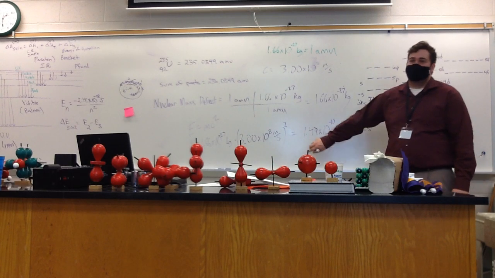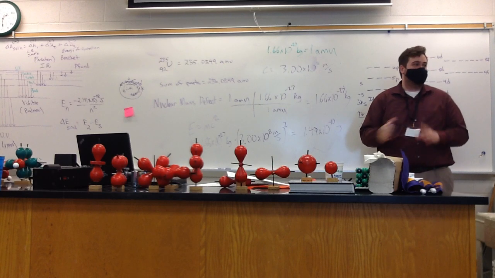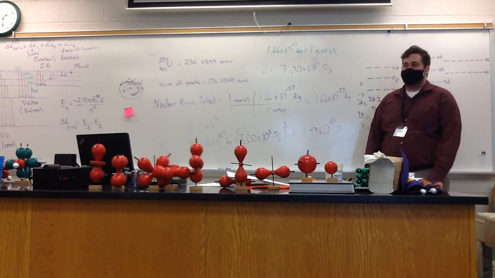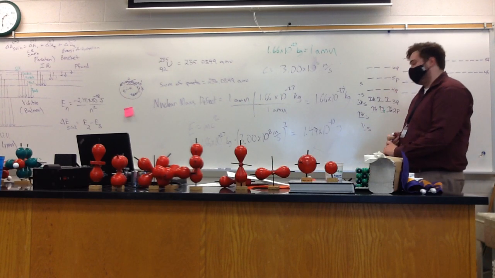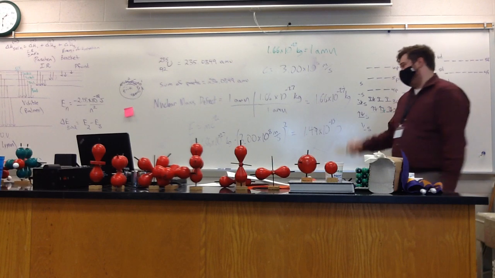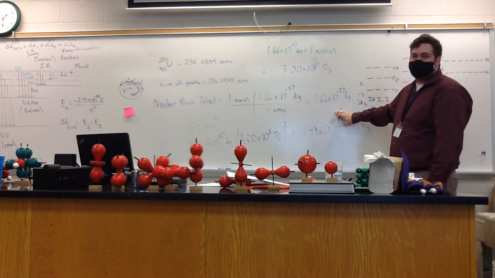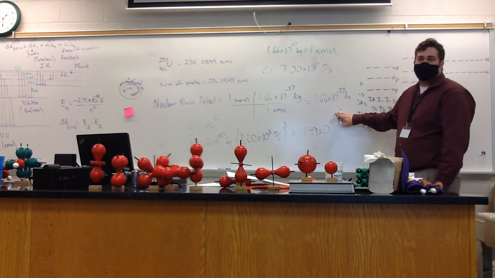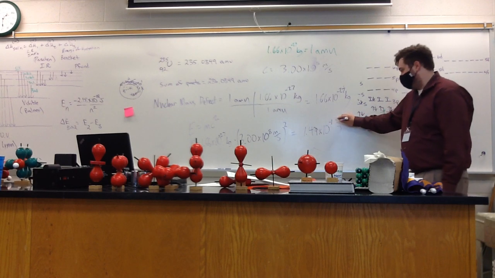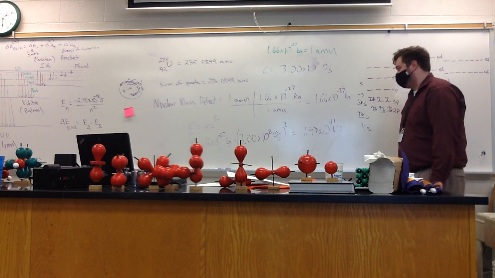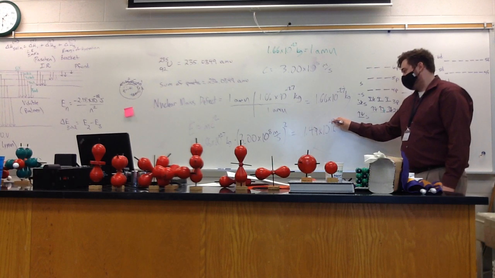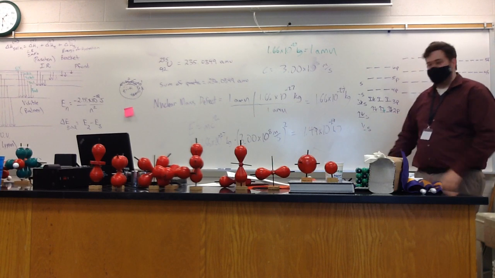Awesome. Okay, so how do we go to kilojoules? Multiply it by 1,000? Divide by 1,000. So what does that look like? 1.49 times 10 to the negative 13 kilojoules. Now, what we like to do with nuclear binding energy is do it per nucleon.